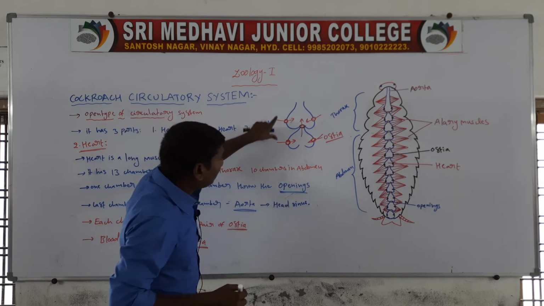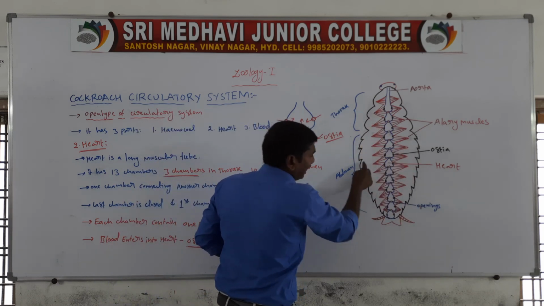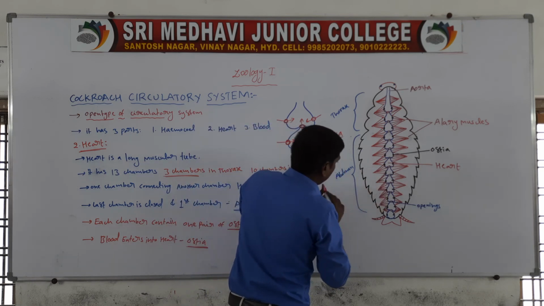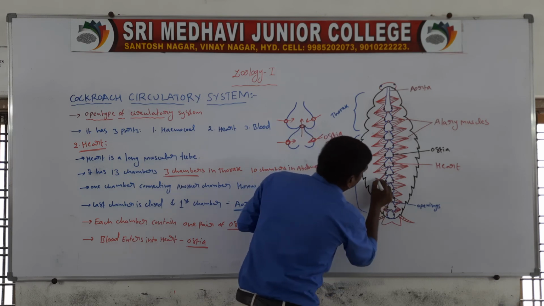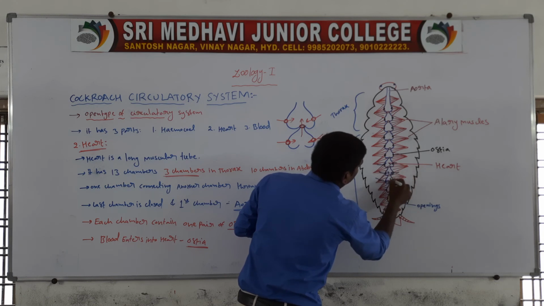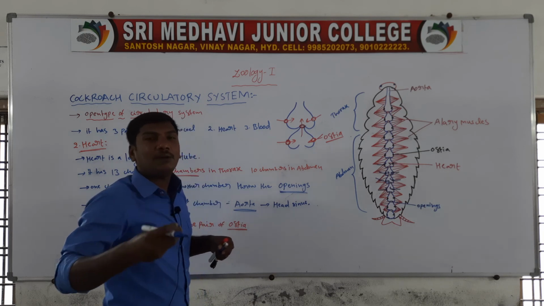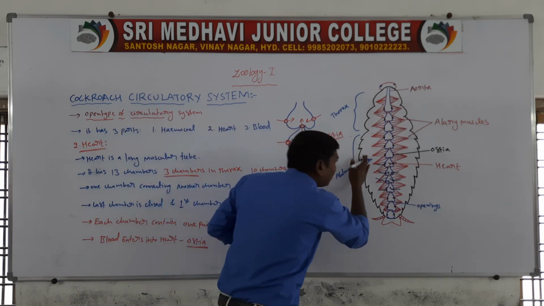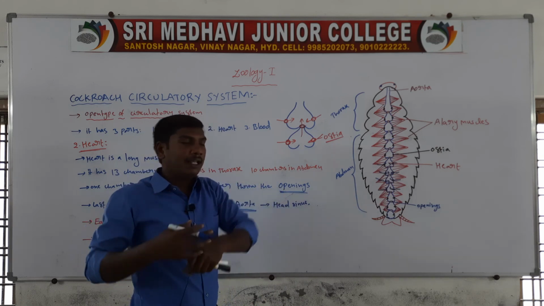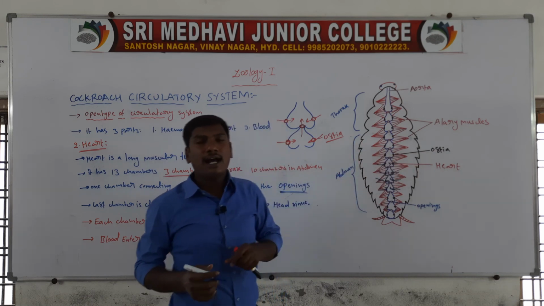The blood enters from the hemocoel into the heart. The hemocoel contains blood, and that blood enters the heart through the ostia. These ostia allow only one-way blood circulation, from the hemocoel into the heart only, preventing backward flow.